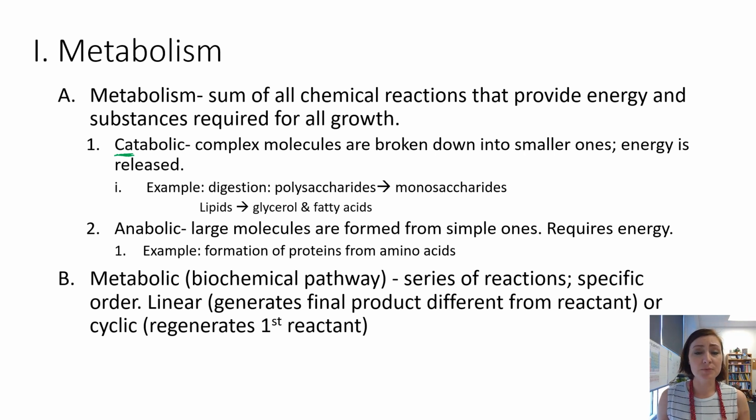Metabolic pathways or biochemical pathways are a series of reactions. They have a very specific order, and there are a lot of intermediates to get you from point A to point B. Sometimes they're linear, where you're going to generate a final product different from what you started with, so it's kind of a one-direction pathway. Other times they can be cyclic. And in a cyclic biochemical pathway, you're going to have to regenerate your original reactants in order to go through the cycle again, to use that biochemical pathway again.